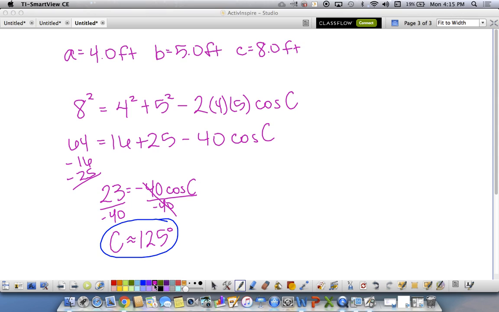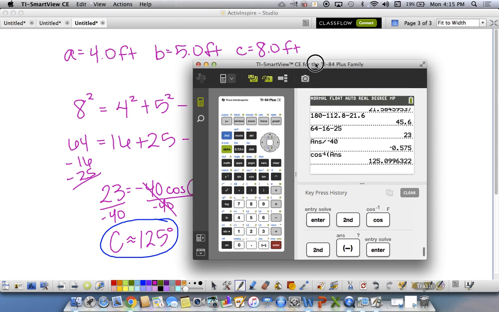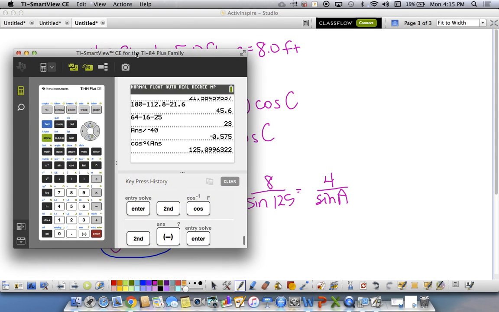So I'm going over here to say C, which is 8, over sine. See, it's not cosine. It's not the law of cosine. It's sine. 125 degrees equals, and it doesn't matter, 4 over sine A. Cross multiply. Here we go. 4 times sine 125.